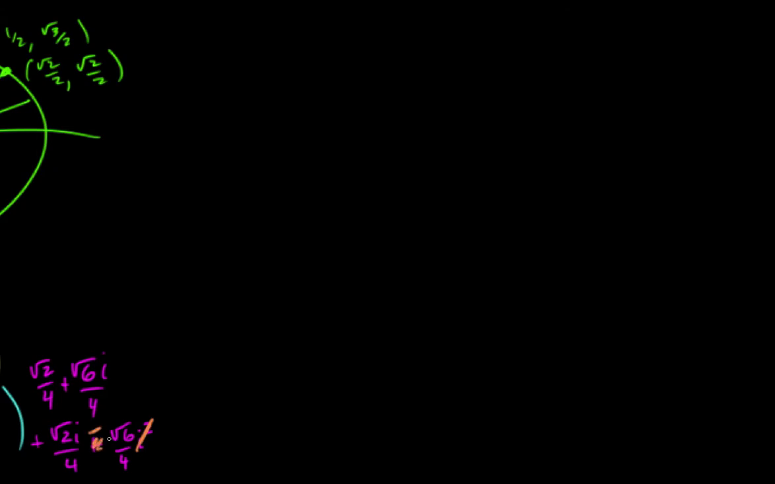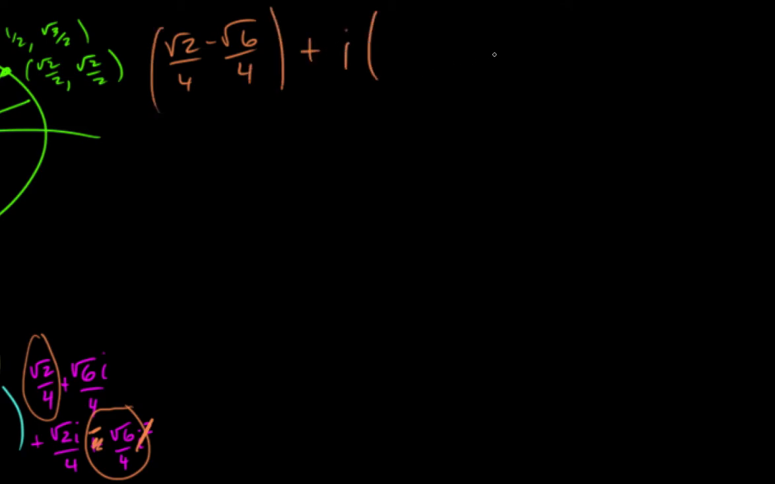Okay, so this and this are the real part. So we have square root of 2 minus square root of 6, and those are both over 4. And that's our real part. And then we're going to have our imaginary part, which is square root of 2 plus square root of 6 over 4.